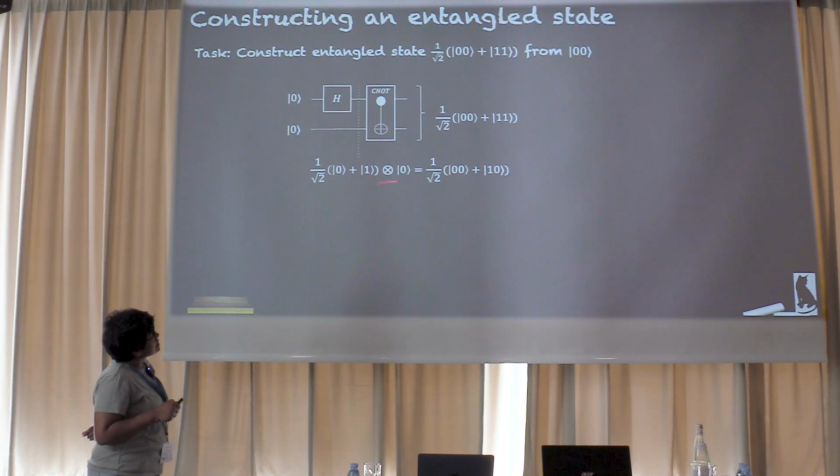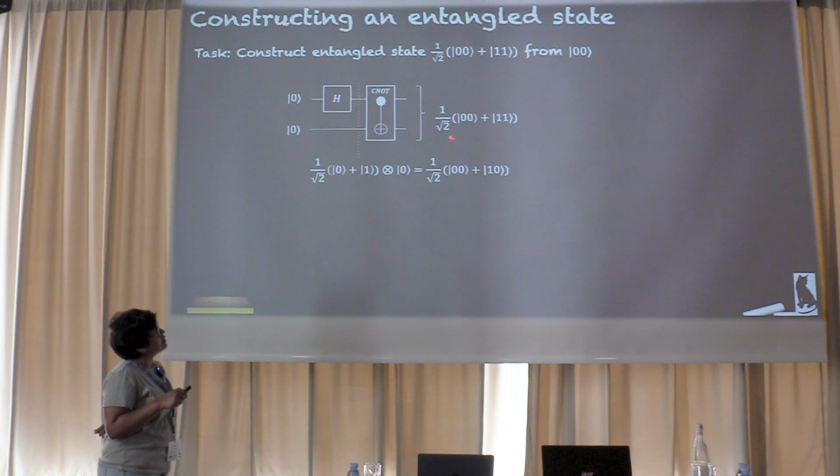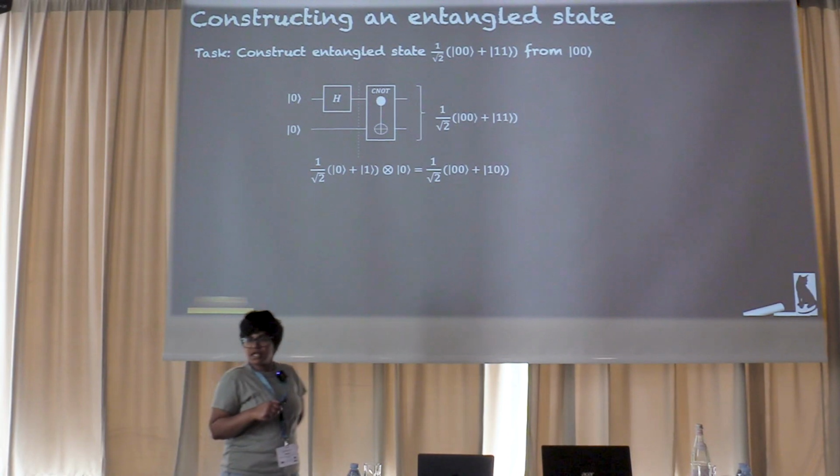This was a tensor product state, right? Because this is a product state. I take this tensored with this. So this is a product state. But when I applied CNOT on this product state, it became entangled. And now we saw that this is not a product state anymore. Cool? Any questions till now?